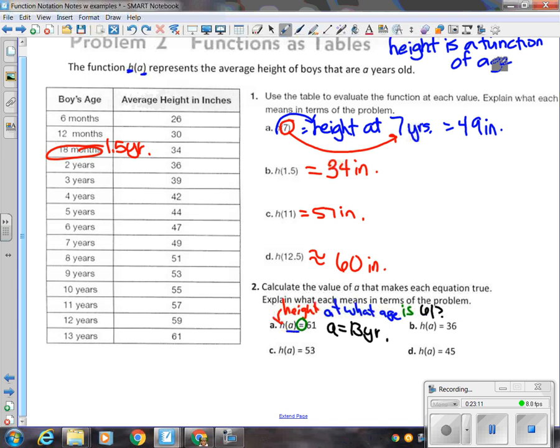All right. Let's do B, C, and D, and we'll go to lunch. Height at what age is 36? 2. 2 years. All right. Height at what age is 53? 9. All right. Height at what age is 45? All right, so we'll do the squiggles. Approximately what? 4.5 years. Lunchtime.